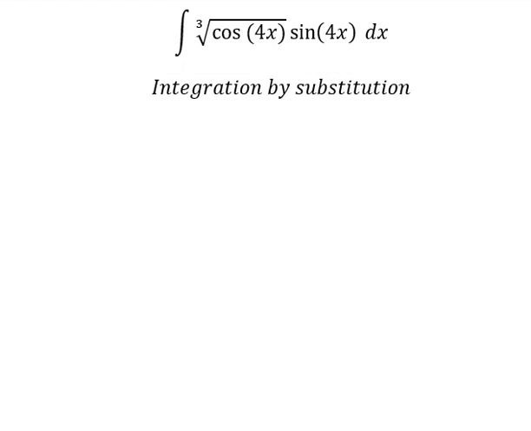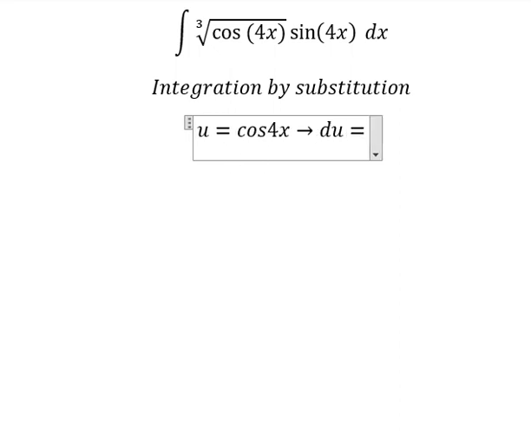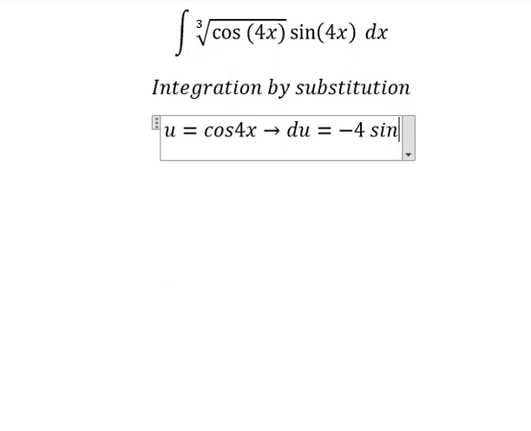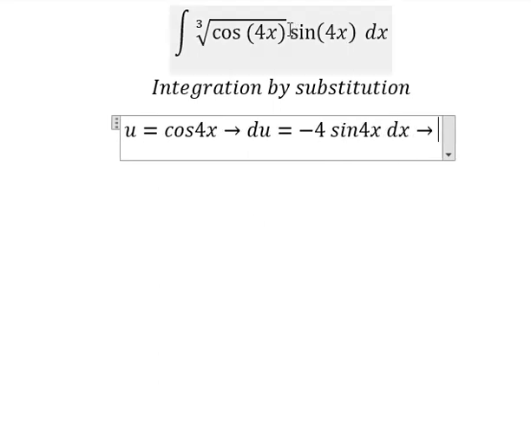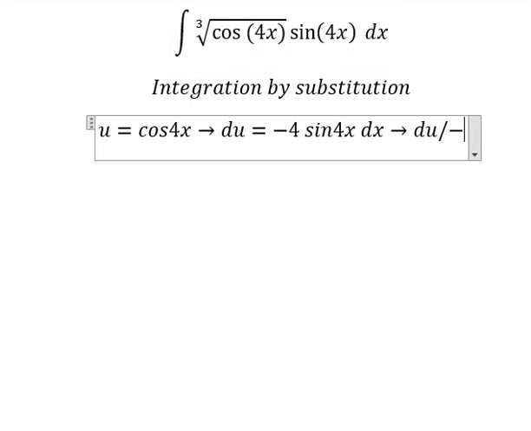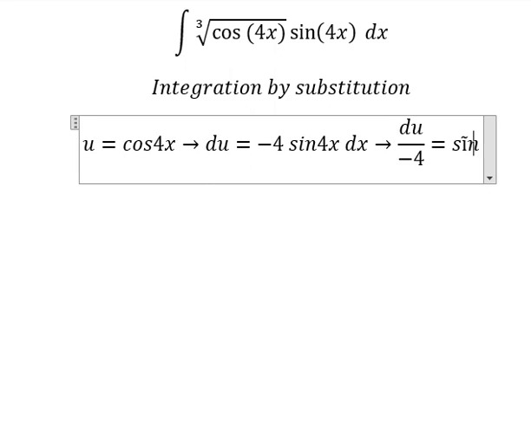So I will put u equal to cosine 4x. After that, we need to take the first derivative of both sides, and we have negative 4 sine 4x dx. Because we don't have negative 4, we need to divide both sides by negative 4.